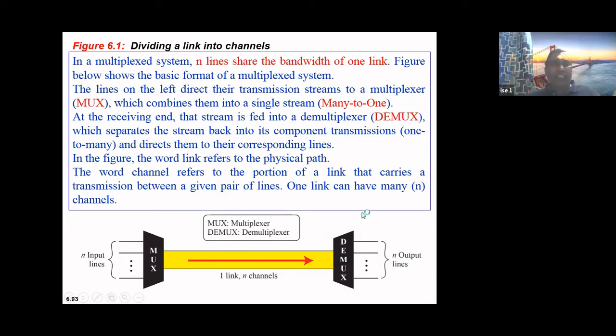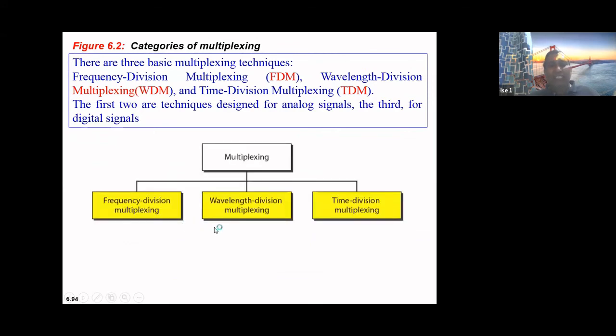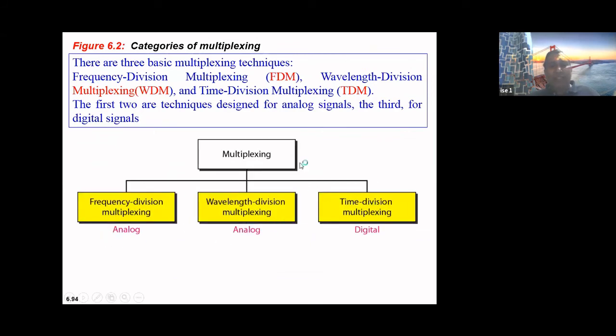So this is what is called the multiplexing and demultiplexing concept. There are three types of multiplexing: frequency division multiplexing, wavelength division multiplexing, and time division multiplexing. So these are the three types of multiplexing.